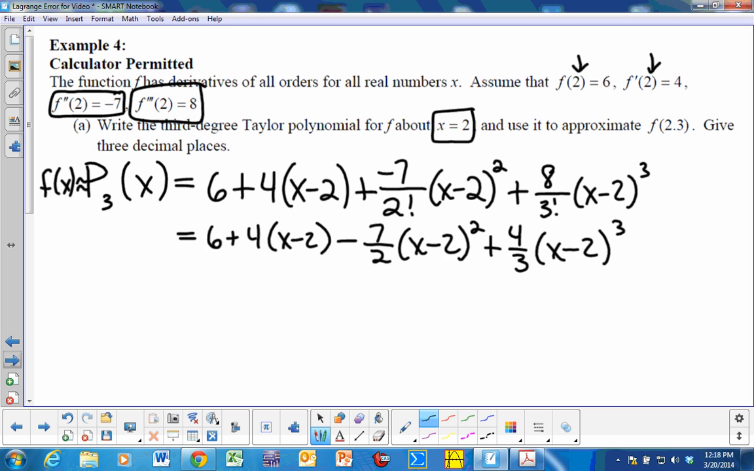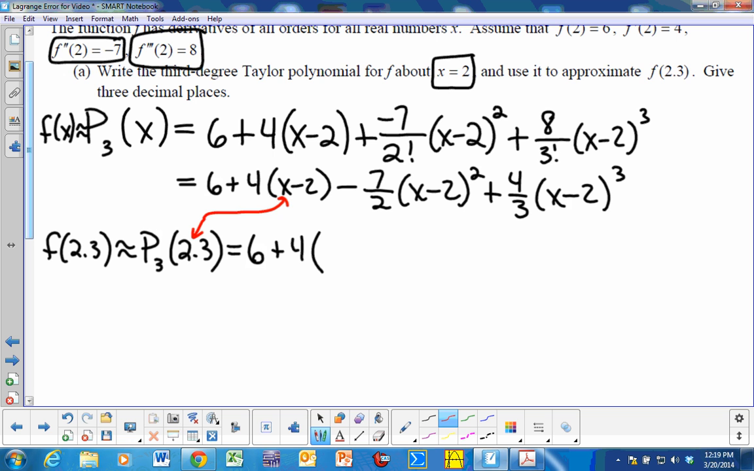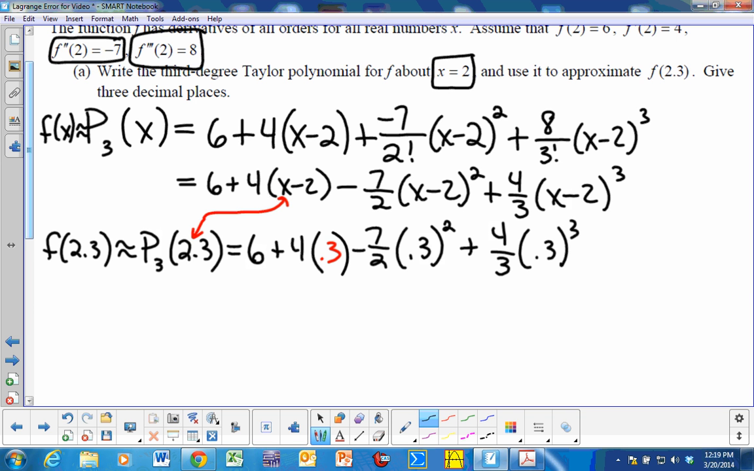Leave that just like it is, because what we're getting ready to do is use it to approximate f of 2.3. Well, we know f of 2.3 is approximately this polynomial evaluated at 2.3, which is going to be 6 plus 4 times, well, x is 2.3, so I'm going to plug 2.3 in there. Well, 2.3 minus 2 is just 0.3. So every time inside your parentheses, every single one of those will just be a 0.3. So we'll have minus 7/2 times 0.3 squared, plus 4/3 times 0.3 cubed. Okay, so we're just recognizing that we plug in 2.3, and 2.3 minus 2 is 0.3. So there's your polynomial. Now you would take that, put it in the calculator, so you should practice that. Put it in your calculator and you will get approximately 6.921.